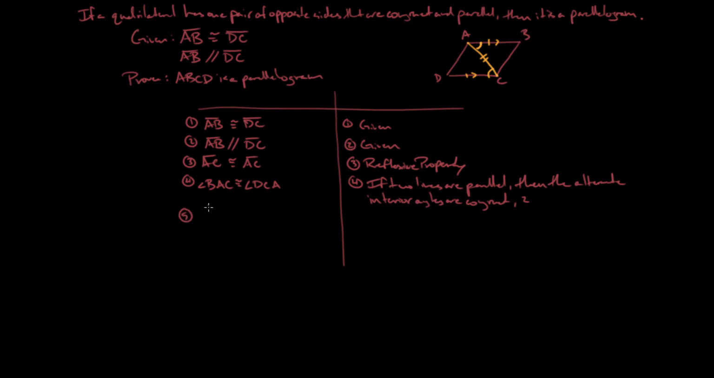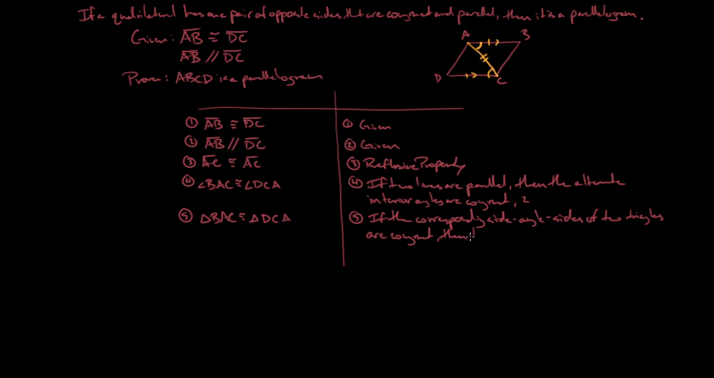So statement number 5 will be my triangles. Triangle BAC is congruent to triangle DCA. And it'll be side, angle, side: if the corresponding side, angle, sides of two triangles are congruent, then the triangles are congruent. And I will cite 1, 3, and 4.